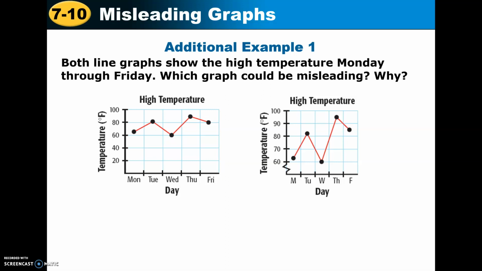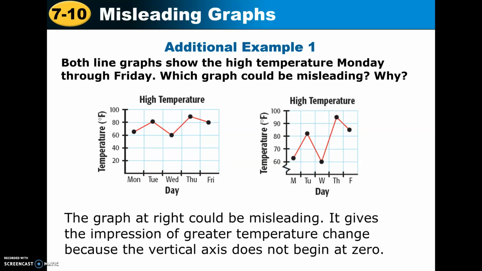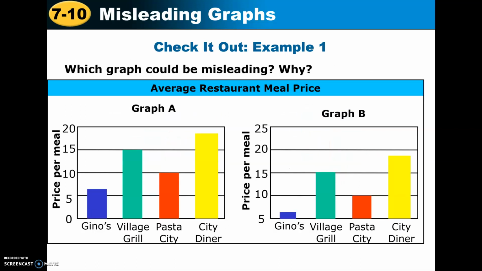So which graph could be misleading? What they say is the one on the right is misleading because it has a break in the graph. And they say that that makes it seem like the temperature changes are more extreme here. So that's one thing, but it's okay to have that break in the graph. Just realize that you need to look at the numbers and see that that could be misleading to some people if they think this is an extreme jump, which it kind of is, but they're just saying it could be misleading to some people. All right, here I have two bar graphs, and they're saying which graph could be misleading and why.